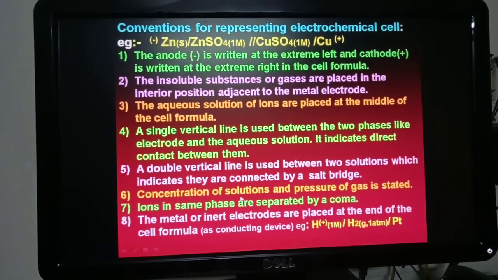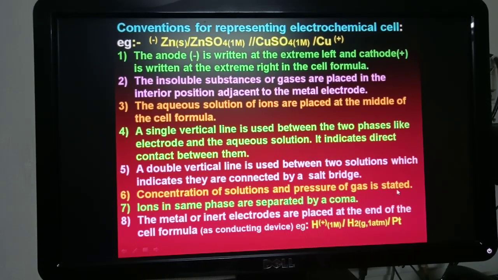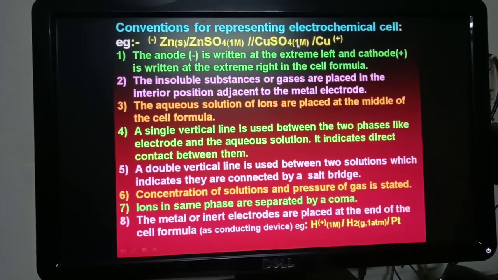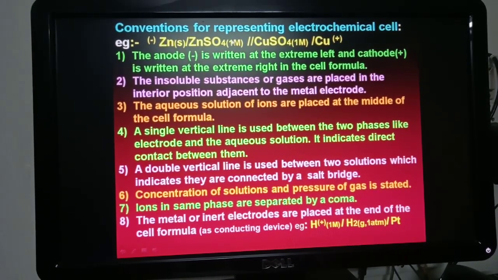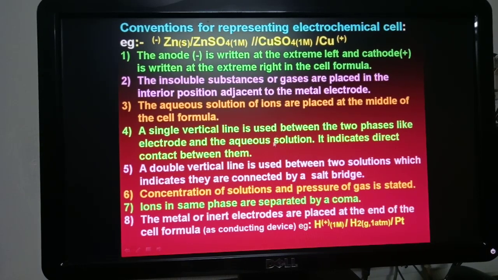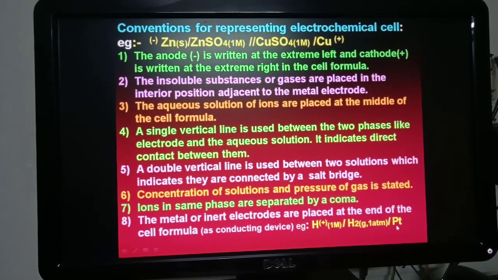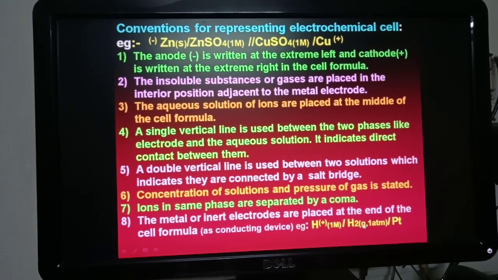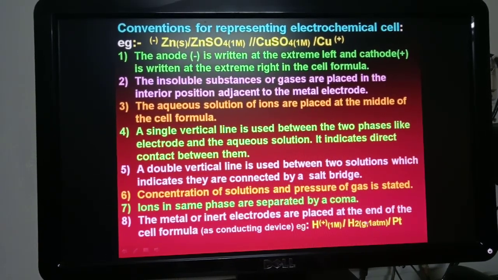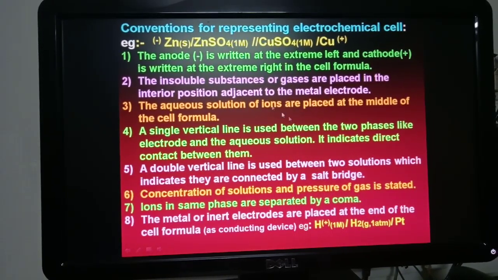Now, the concentration of solutions and pressure of gas are also stated. We have mentioned the concentration of the electrolytes taken over here in brackets next to those electrolytes. Even if it is a gas electrode, at the bottom you can see a gas electrode has been represented here. The gas pressure should be mentioned in the right corner of that particular electrode taken.